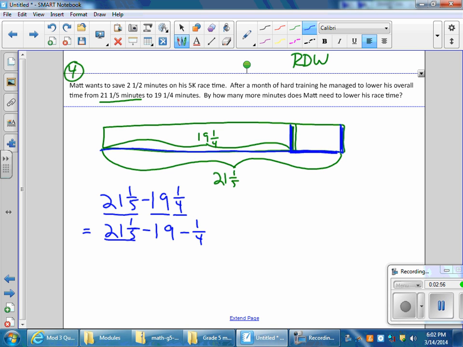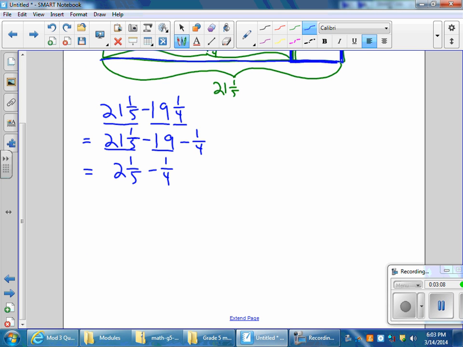21 and 1/5 minus 19 is 2 and 1/5. Minus 1/4. I now need a common denominator. If you can see that it's 20 right away, fantastic. If you can't, go to your side and list your multiples of 4 and 5 until you find a common denominator, which will eventually be 20. I'm just going to fill in a couple of those, but hopefully by now you're seeing the common denominator of 4 and 5 is going to be 20.